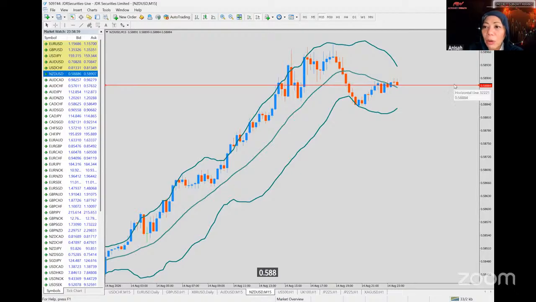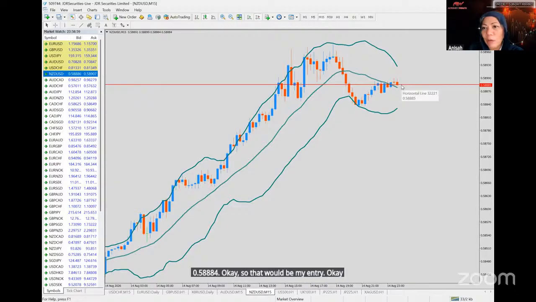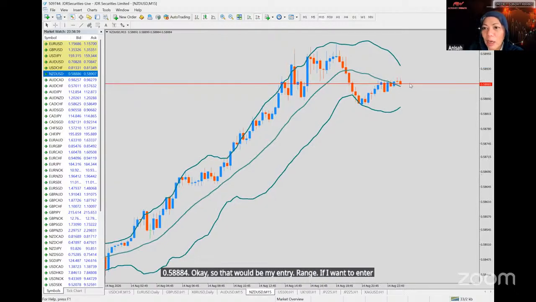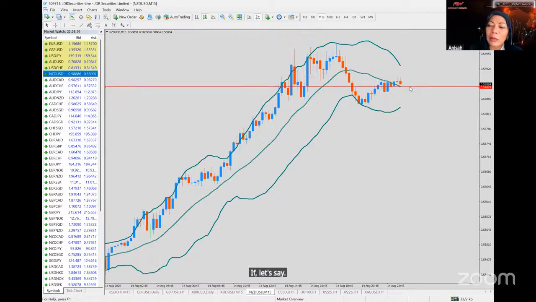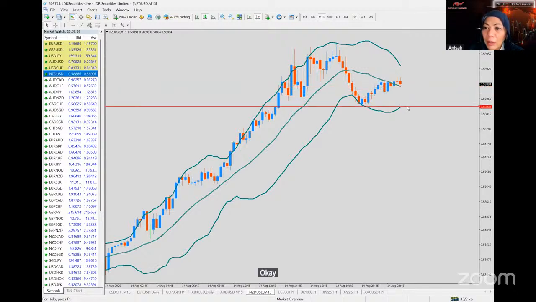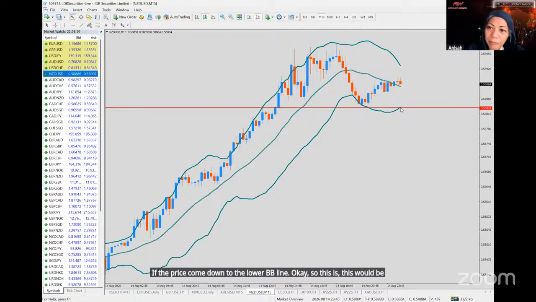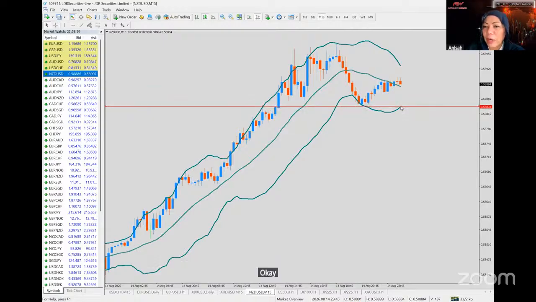0.58884. Okay, so that will be my entry. Okay, range. If I want to enter range, if let's say price comes down and touches the mid BB as well, I'll still take it as an entry. Or even if the price comes down to the lower BB line, so this will be a safer entry.